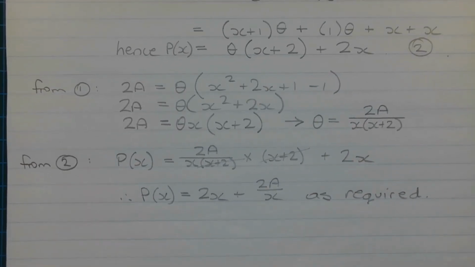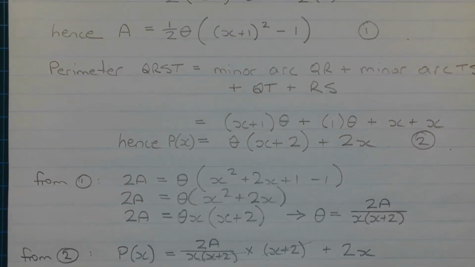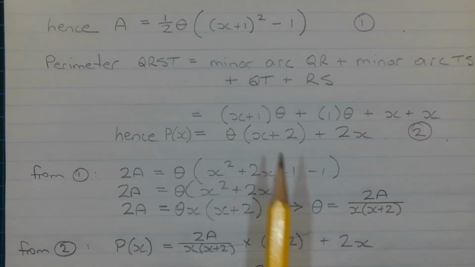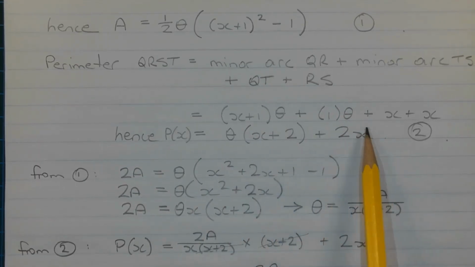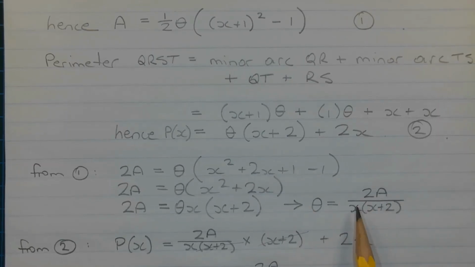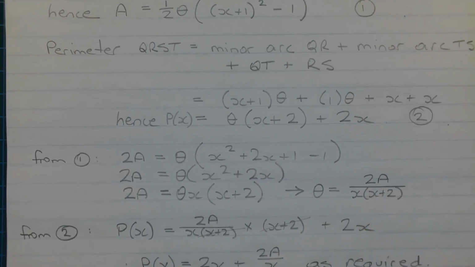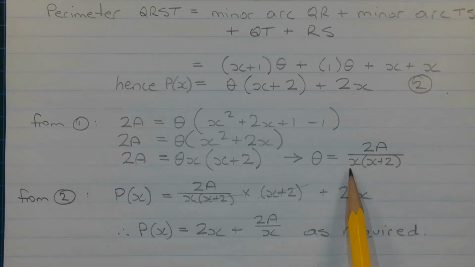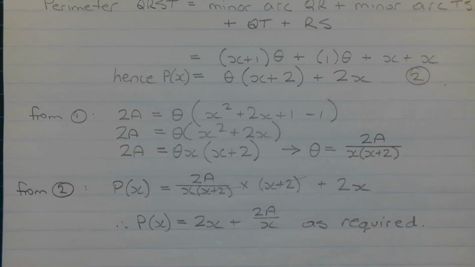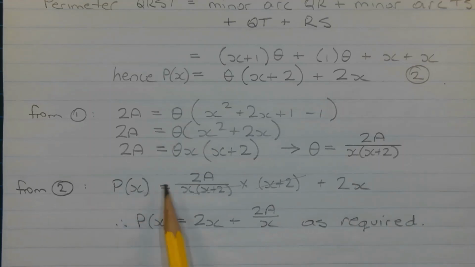So from equation number 2, I'll just go back to equation number 2 here. We have p of x is equal to theta times (x + 2) plus 2x. We now have an expression for theta. Theta is equal to 2a over x times (x + 2). So substituting 2a over x times (x + 2) for theta, we get p of x is equal to 2a over x times (x + 2), times (x + 2), plus 2x.